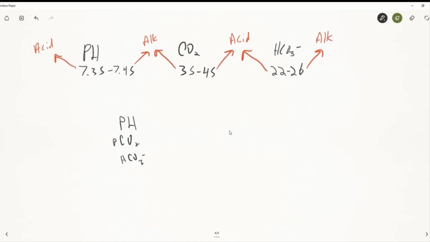And then, for each one of these problems, you will be given a pH, a PCO2, and a bicarb. And from that, you should be able to tell me what type of problem this person has and how their body is responding to it. So we're going to go through several of these together. I think I have 6 or 7 practices that we will work through together.